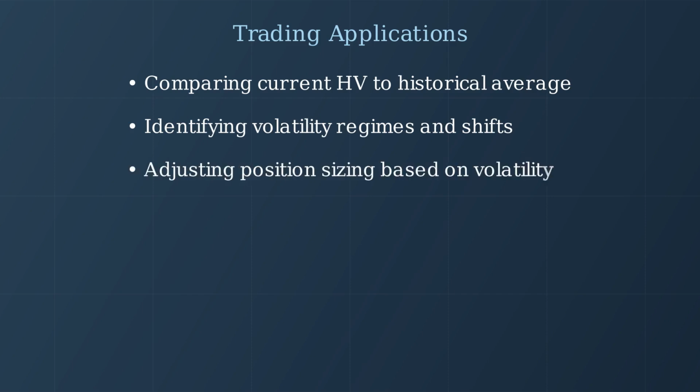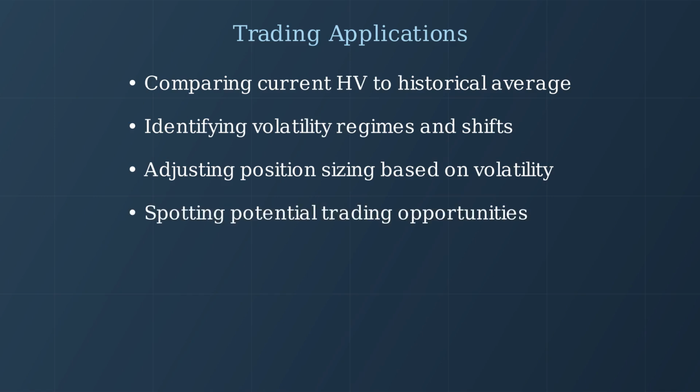Historical volatility helps traders adjust position sizing. Higher volatility often means smaller positions to manage risk. Finally, unusual volatility levels can highlight potential trading opportunities, especially for strategies that profit from expanding or contracting volatility.